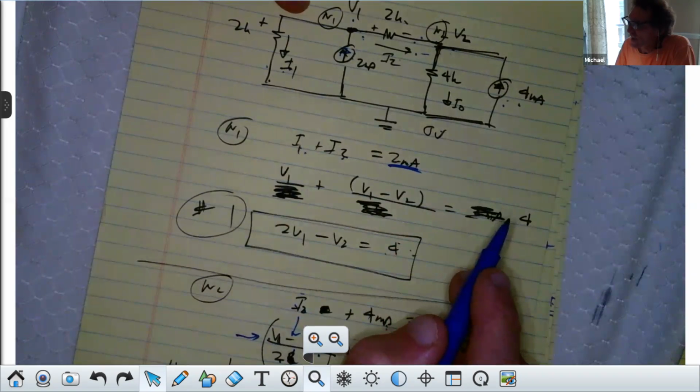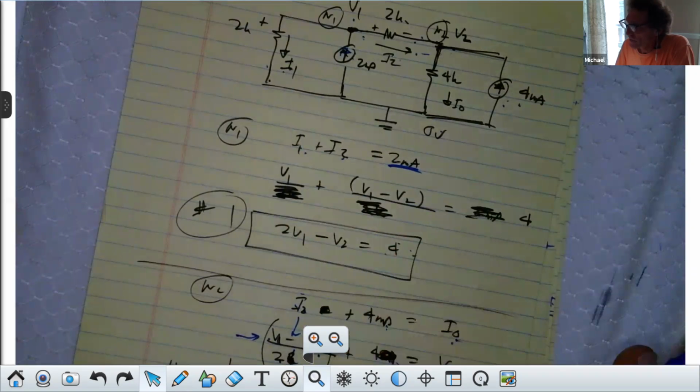And this is really hydraulics. It's incompressible fluids. Whatever flows in, flows out of the pipes. Doesn't matter how many junctions there are.